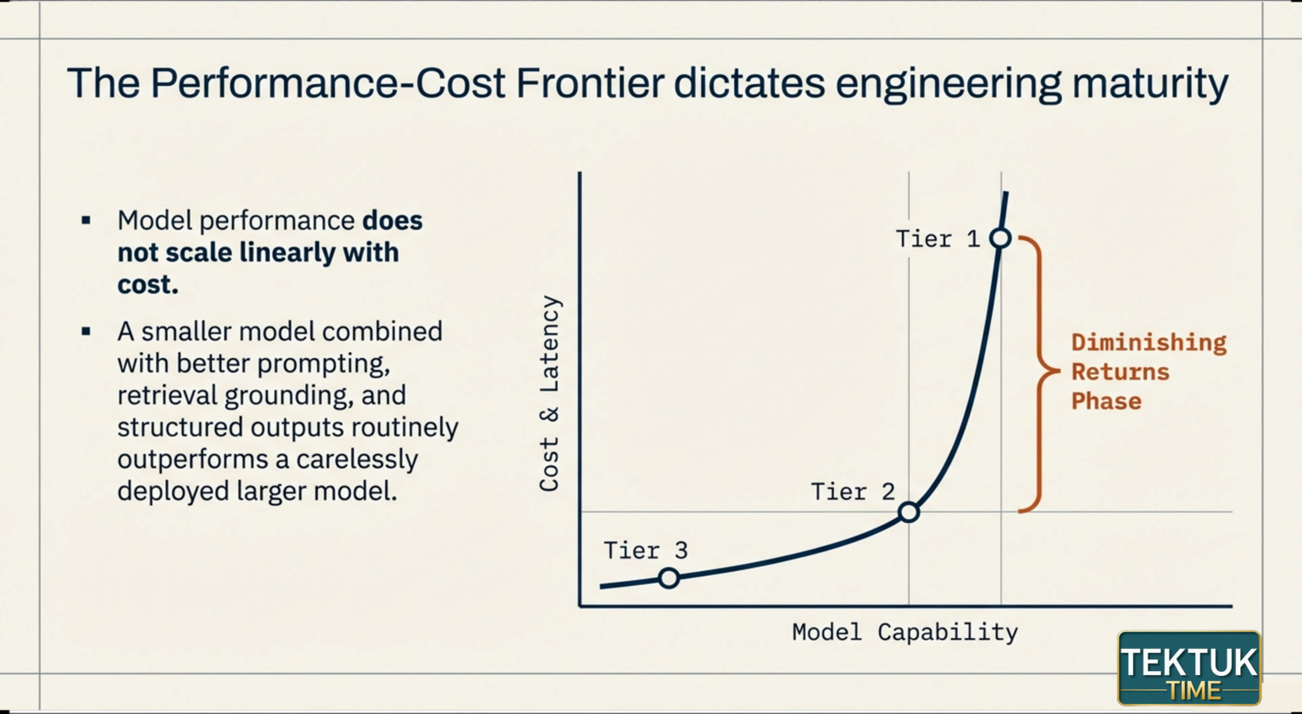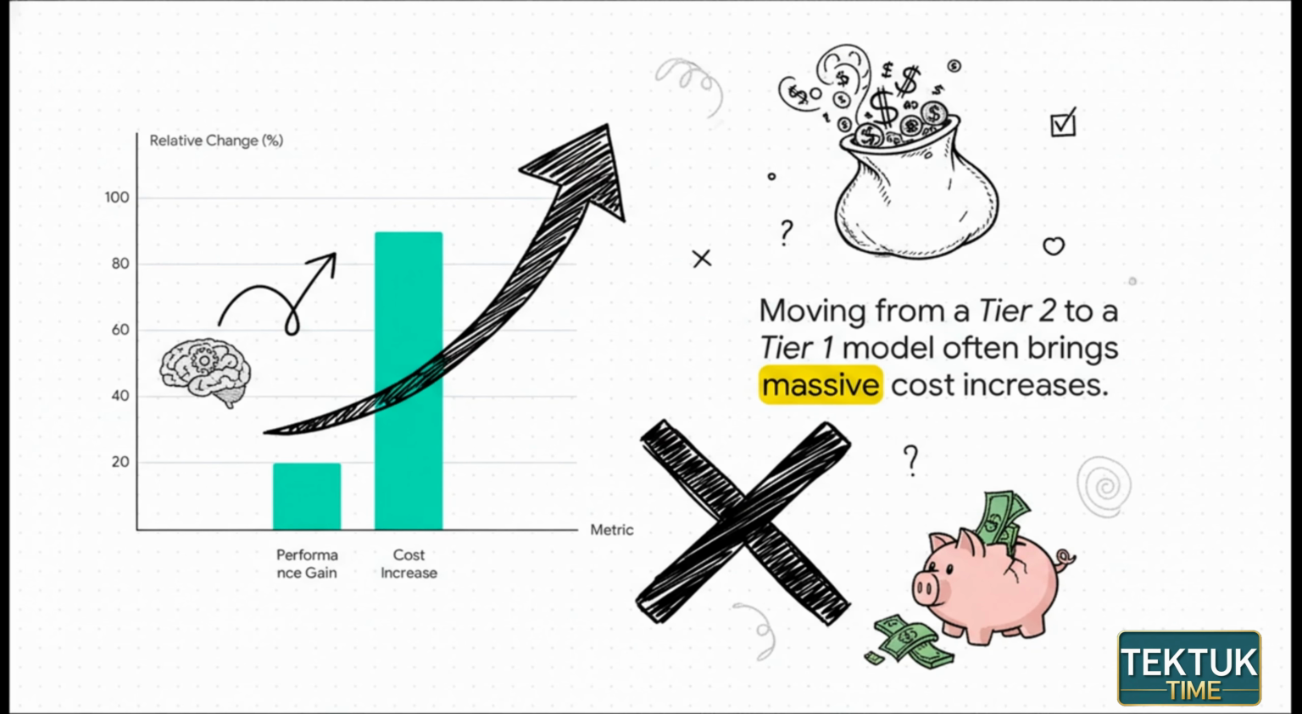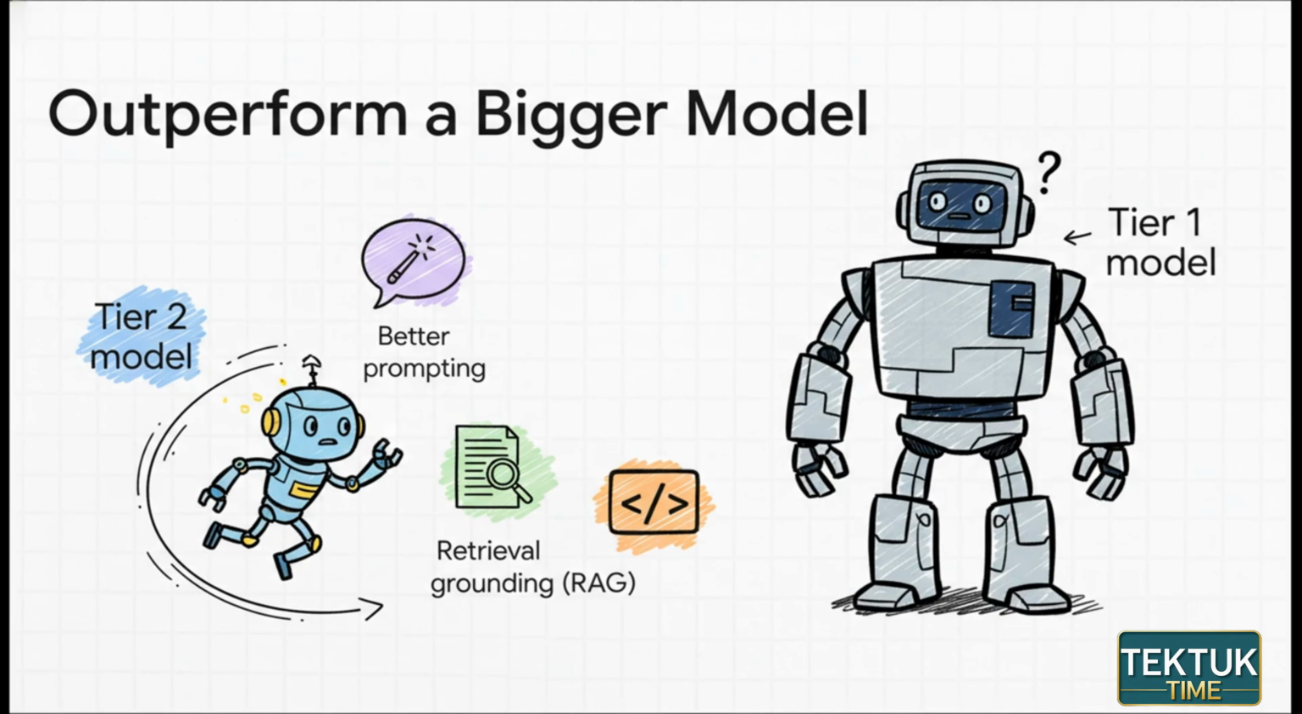And this chart just illustrates the point perfectly. Take a look. To get that, say, 20% bump in performance by jumping from a Tier 2 to a Tier 1 model, you might be facing a 90% or even higher increase in your costs. For most applications out there, that trade-off is a bad deal. It doesn't make any sense. That's money that you could be spending on other features or just keeping as profit. And here's the secret weapon, the thing that changes the whole game: great engineering. A well-prompted, well-grounded Tier 2 model can often run circles around a carelessly used Tier 1 model.